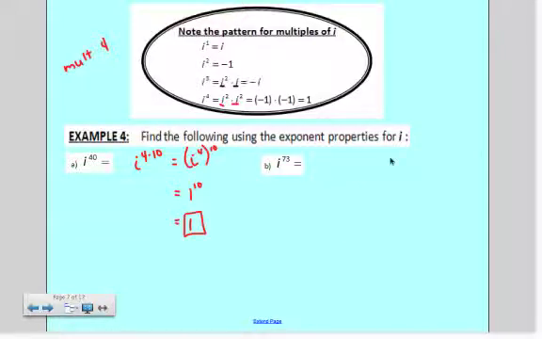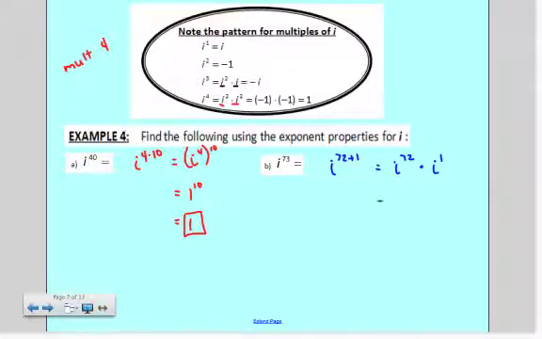But if we go to B, notice that 73 is not a multiple of 4. So I want to write this as i to some power that is a multiple of 4, and we want it to be the biggest number which is smaller than 73. So it turns out to be 72. 72 is a multiple of 4, then plus 1. Now what in our exponent rules do we remember from that? That would be i to the 72 times i to the 1.